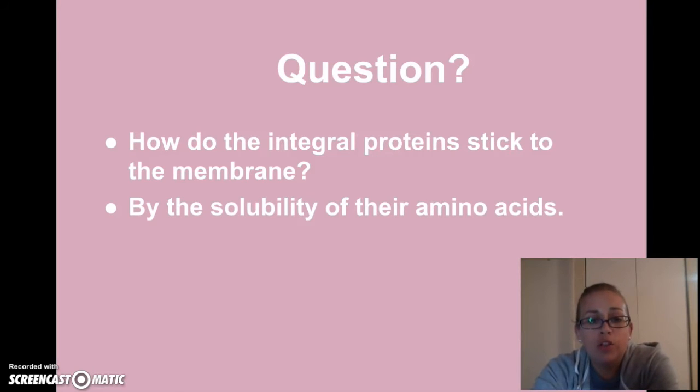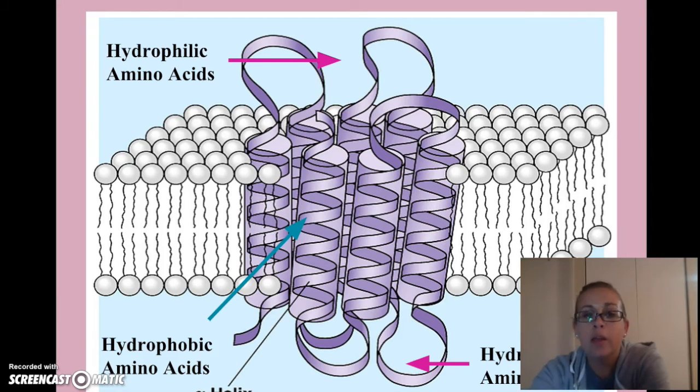Okay, so a quick question. How is it that those integral proteins stick to the membrane or stay within the membrane? And it actually has to do with the solubility of their amino acids. So we talked about this way in the beginning of the year, when we talked about how amino acids have the different R groups and those R groups have certain properties, that is actually really important for these membrane proteins.